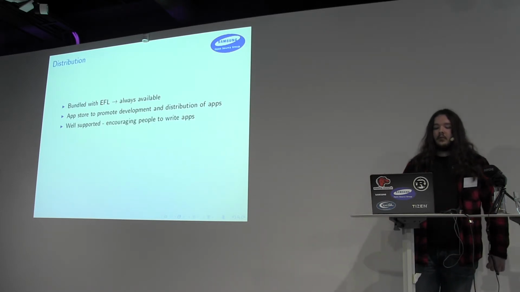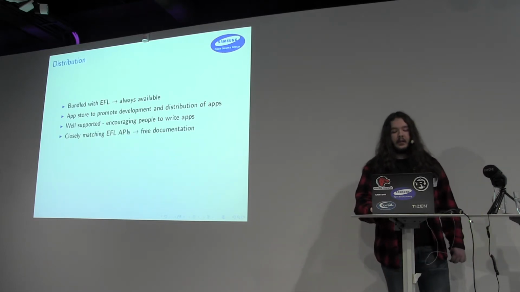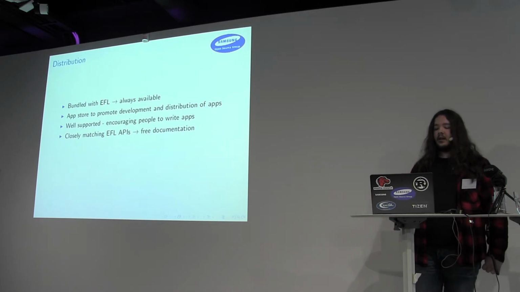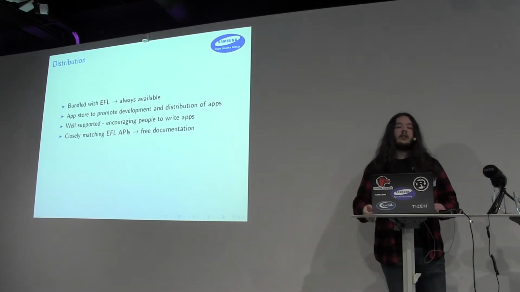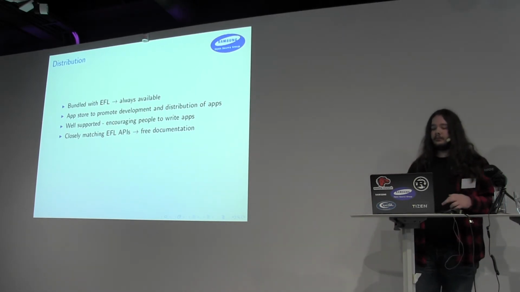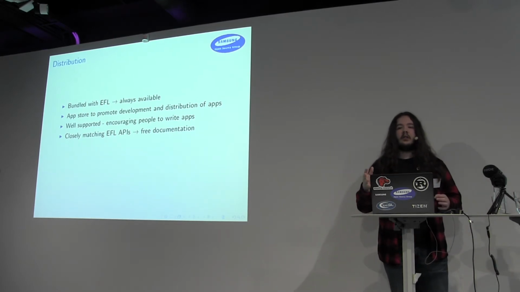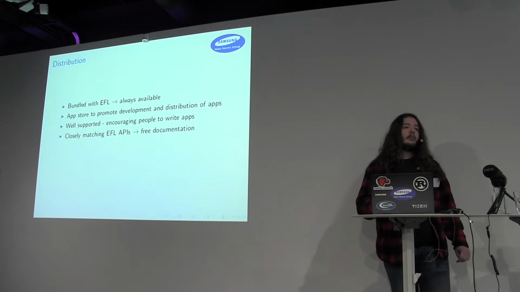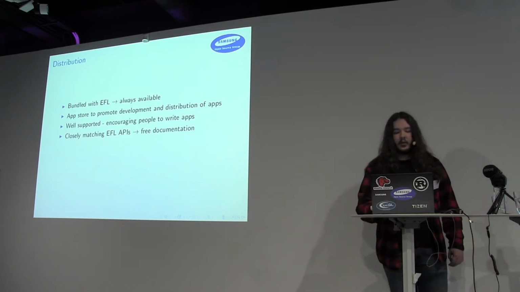It must be well supported. We have to encourage people to write apps, which is what we are aiming to do. And it must closely match EFL APIs. This way we also get documentation for free, because EFL APIs are already documented. They're documented within the API description files. So the generators can also generate different styles of documentation for different languages. For example, for C it generates Doxygen, for Lua it can generate something else, for Python it can generate something else, basically whatever we need.